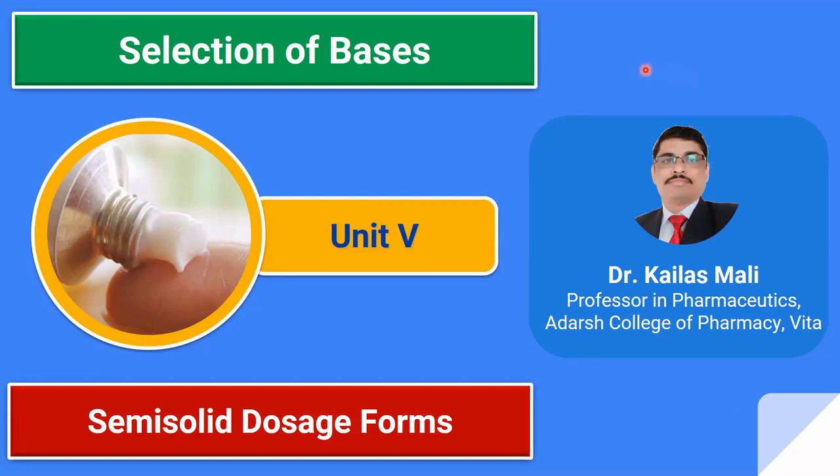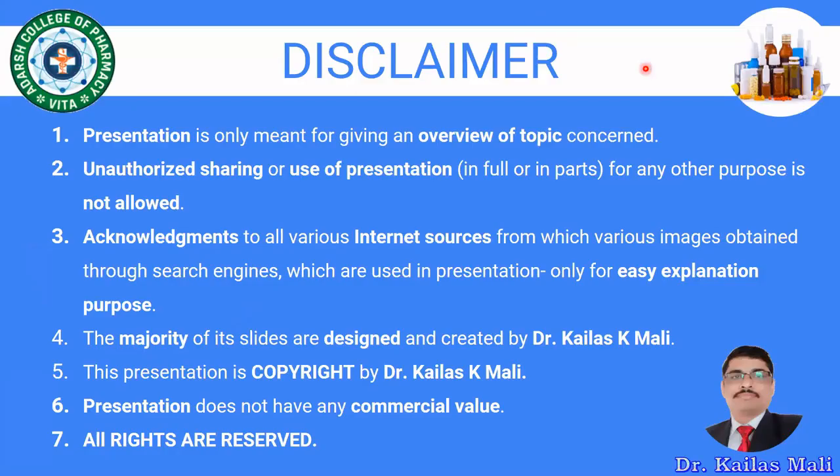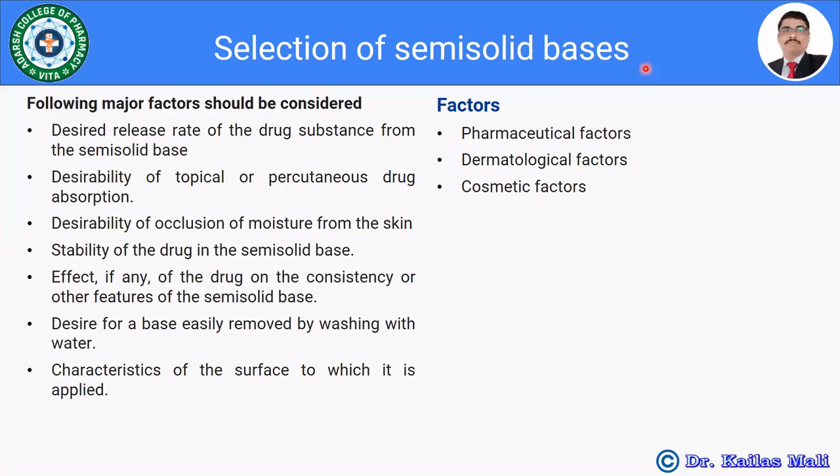So we have discussed the excipients used to prepare the semi-solid dosage form. Now we will move towards the next point, that is the selection of bases. On what criteria or basis are we supposed to select these ointment bases for the preparation of semi-solid dosage forms? So let us move towards the selection of bases. In the selection of semi-solid bases, we are supposed to consider the following major factors.